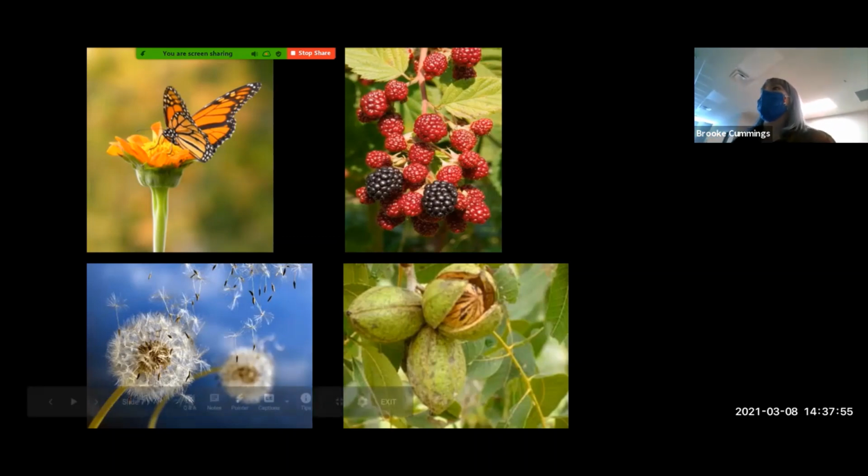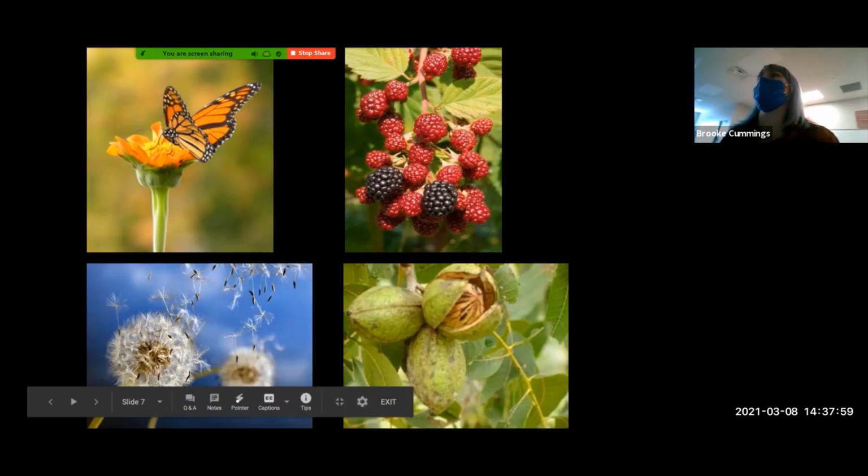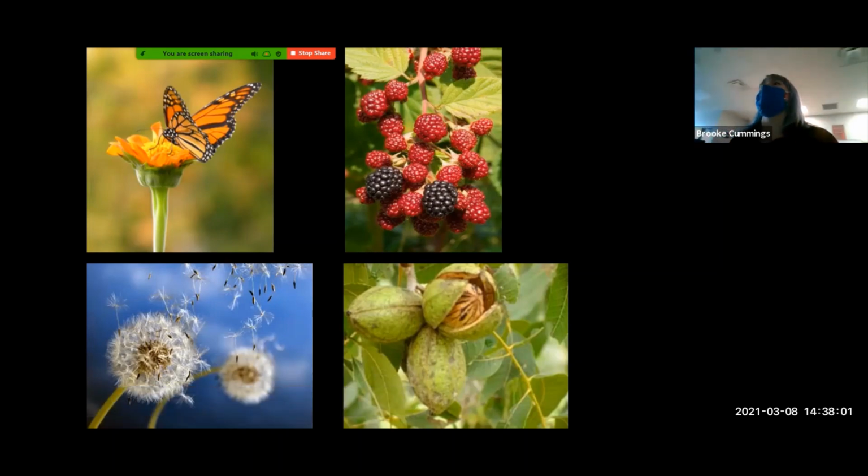And then we also have nuts, kind of the same thing. They either fall from the tree and plant themselves right there, or they could get eaten, or maybe a squirrel picks one up and buries it and forgets all about it.